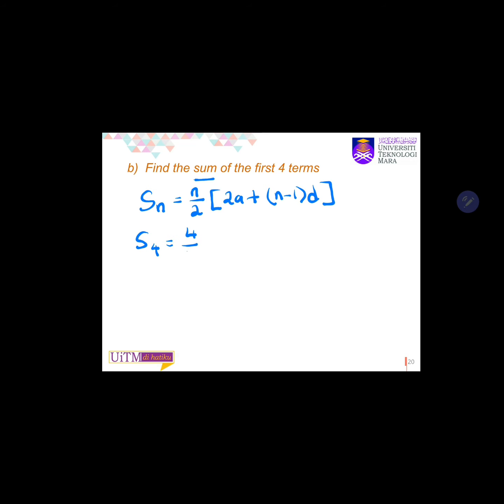So 4 over 2 (2A, our A just now is 17, plus 4 minus 1 D). What is your D just now? It is 3. So you calculate, then you will get the answer is 86.